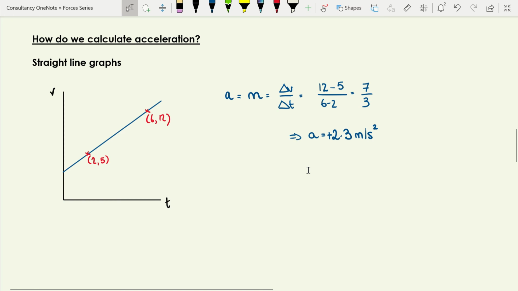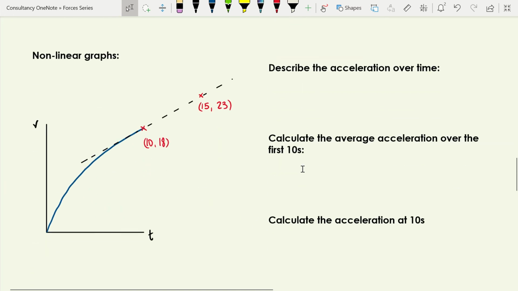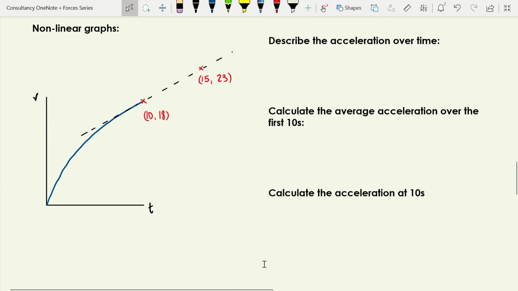That's fairly straightforward. If we have a nonlinear graph, it becomes a little more complicated, and we can actually use this to illustrate nicely the difference between acceleration and average acceleration. If we want to find acceleration at, say, this time here, we're going to have to draw a tangent to the graph at that point. This is what this line is called that we have drawn. It's a tangent to our graph.